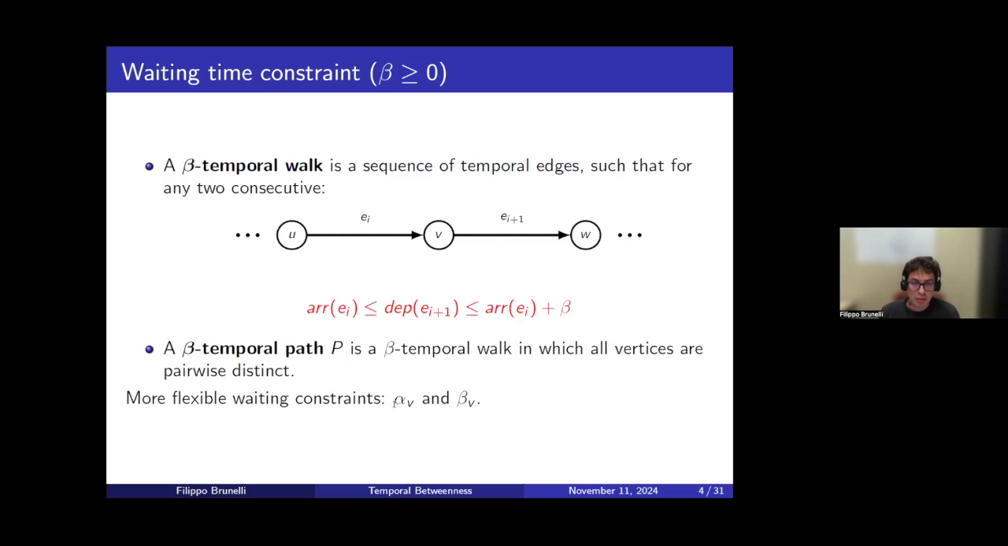It is possible to generalize what I'm going to present today to more flexible waiting constraints, in particular introducing a minimum waiting time instead of a maximum waiting time, alpha, and also in a way that each temporal waiting constraint is tailored to each node in the graph.